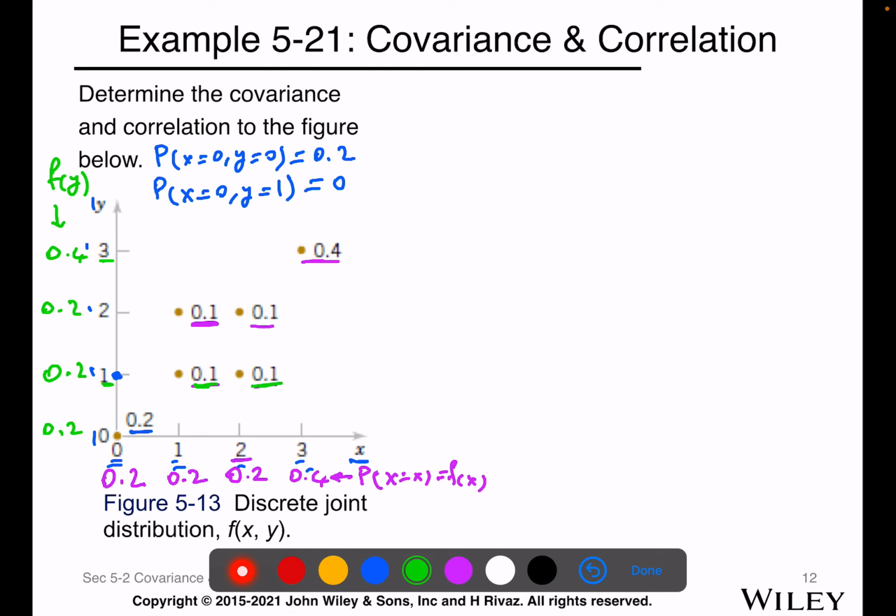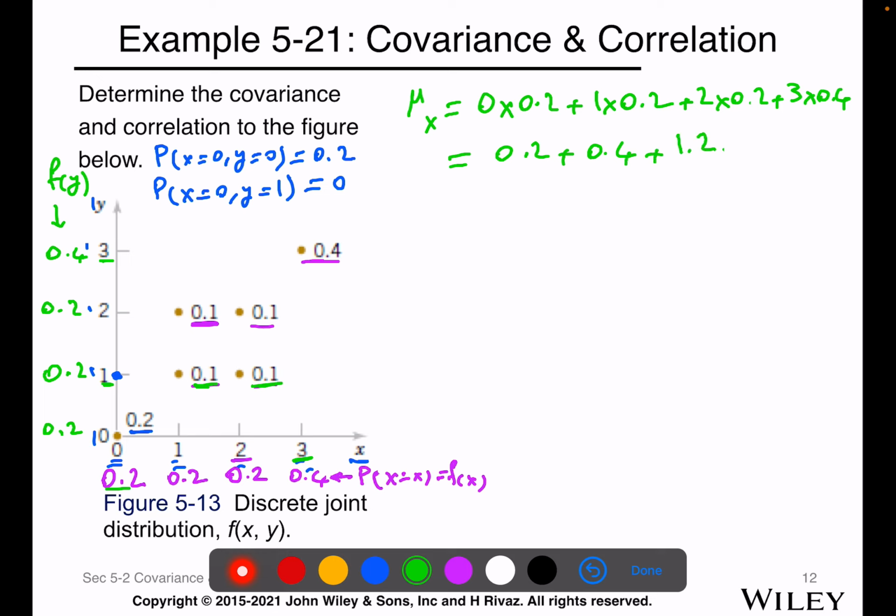So now based on these, I can calculate mean of x and mean of y, right? That's the first thing I have to do. So for example, let's calculate mean of x. So mean of x is going to be 0 times 0.2 plus 1 times 0.2 plus 2 times 0.2 plus 3 times 0.4. And that's going to be, so this is 0, this is 0.2, plus 0.4, plus 1.2, right? And that's 1.8.